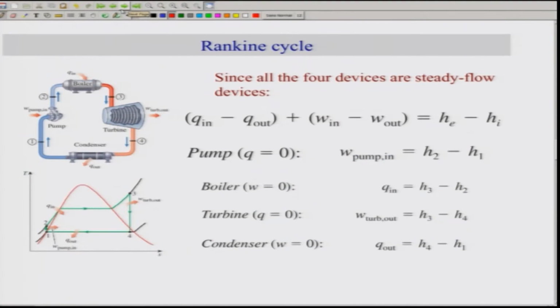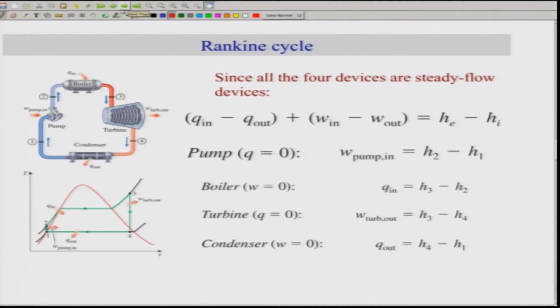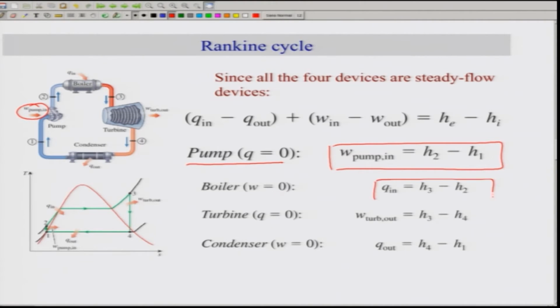Now we can consider the energy balances for each particular device involved in the Rankine cycle. Considering it to be steady state flow devices, one can simply write these energy balance equations for each device. So for the case of the pump, considering it to be adiabatic, the work here is simply the enthalpy change between 2 and 1. So that is the work of the pump in. In the boiler, there is no work involved, no boundary work, no other work. So your Q in is simply the enthalpy change between 3 and 2.